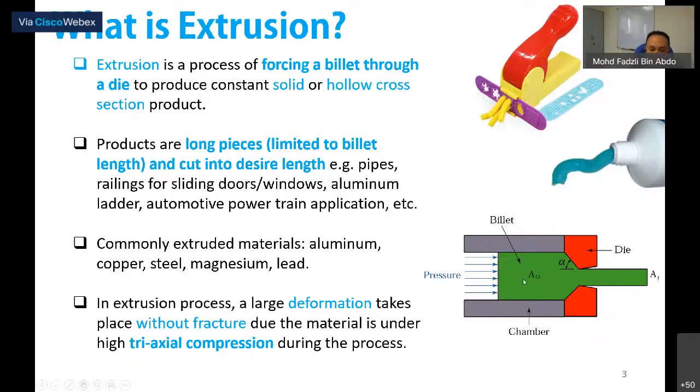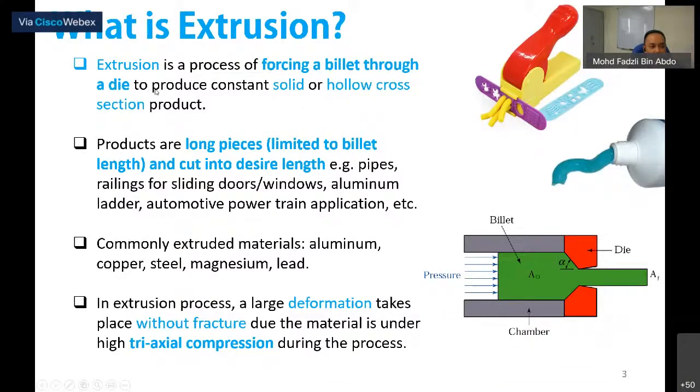Extrusion ni lebih kepada macam untuk mengecilkan diameter. Contoh diameter ni katalah 10mm, kita nak kecilkan kepada 5mm. So kita gunakan continuous extrusion. Menggunakan pressure dekat sini and then dia akan keluar lah. Dekat sini dia punya final dimension, final area. Extrusion is a process of forcing a billet. Ni kita panggil billet.